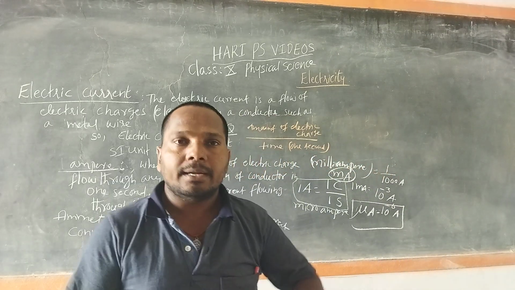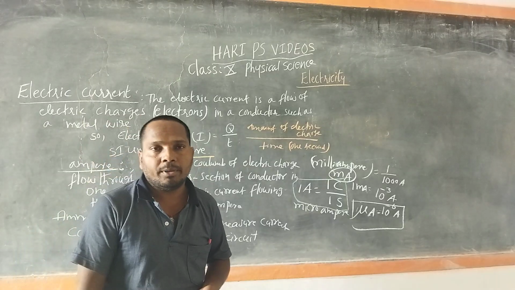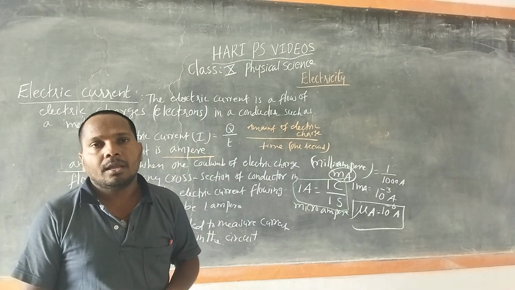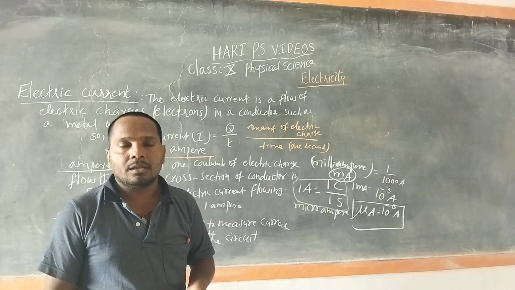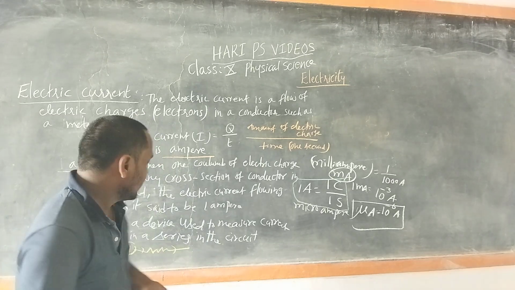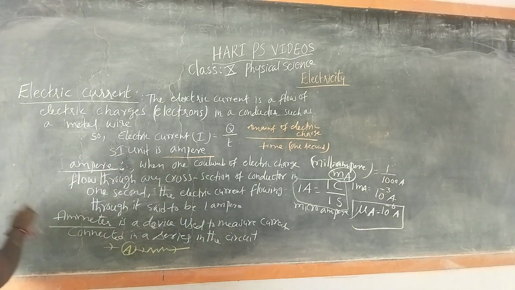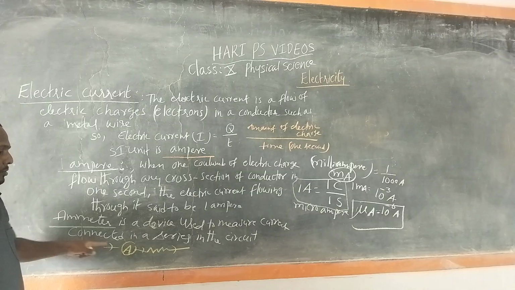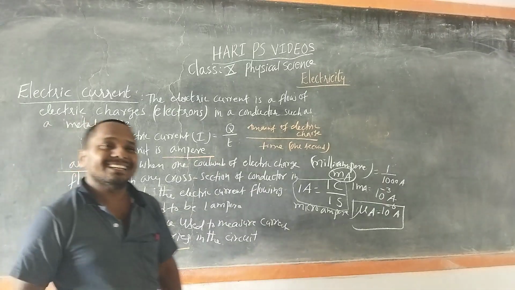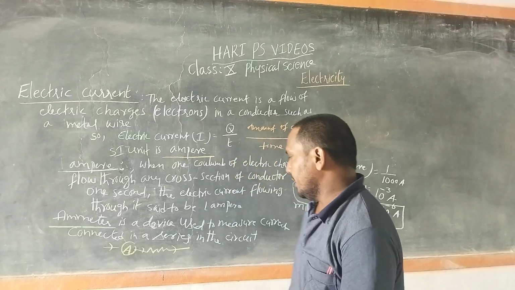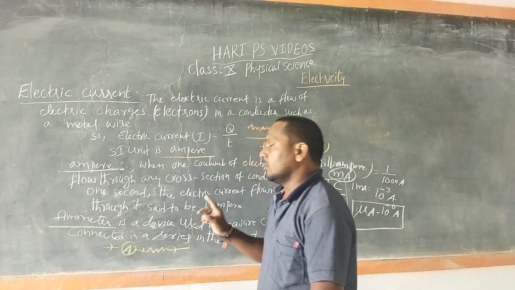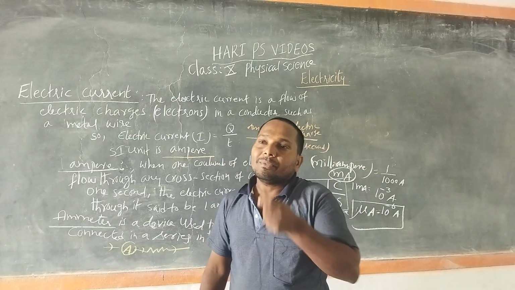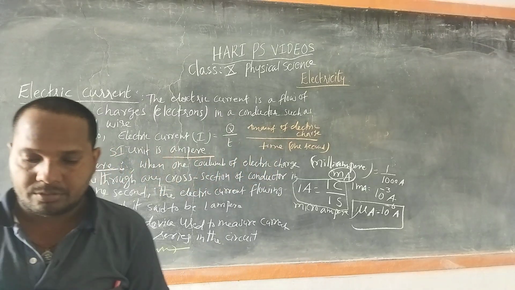To measure the current in a circuit, to measure the amount of current flowing through a conductor, we have to use a device called an ammeter. An ammeter is a device used to measure current. It is connected in series in an electric circuit.